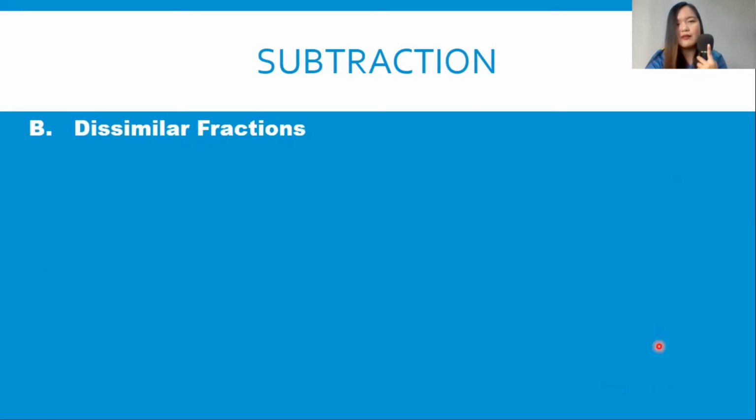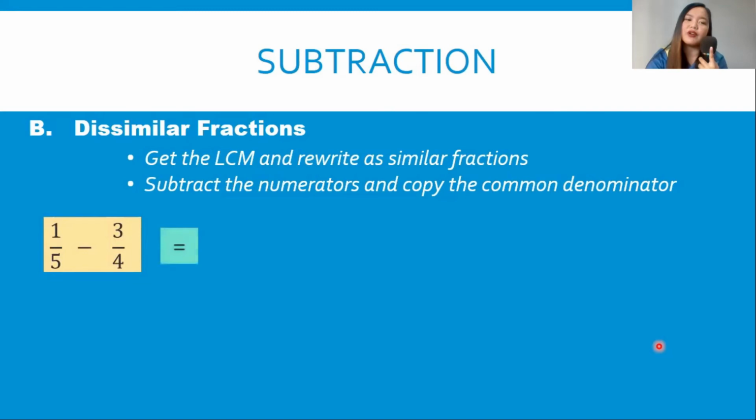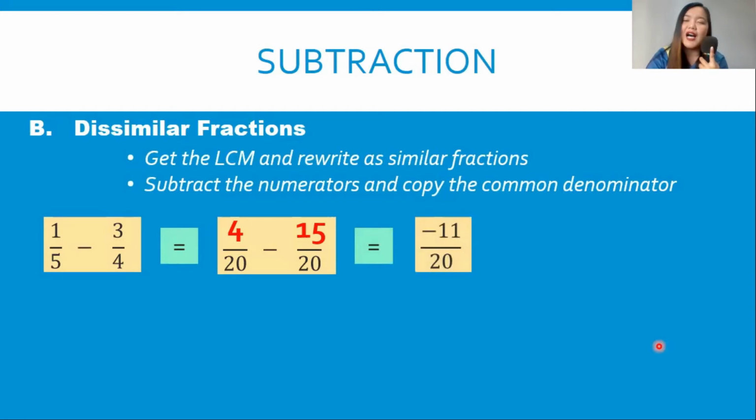Okay, proceed to the similar fractions. For similar fractions, get the LCM and rewrite as similar fractions, then subtract the numerators and copy the common denominators. Okay, so example number 1, 1/5 minus 3/4, and we know that it can be written as this one. And you have 4 minus 15, negative 11 over 20, and that is now the answer.